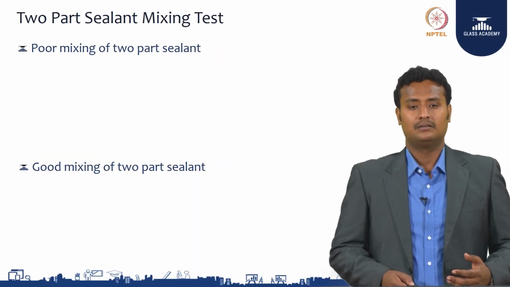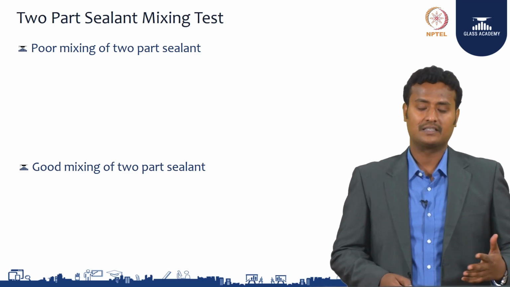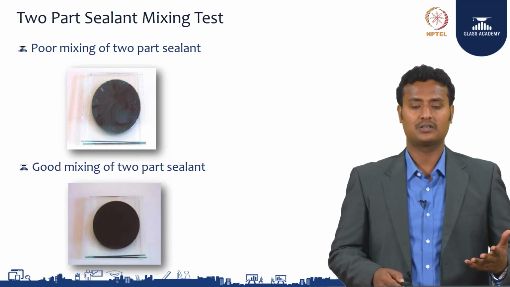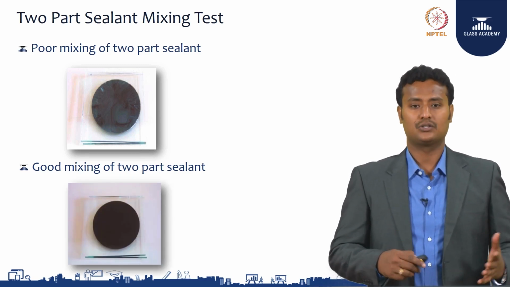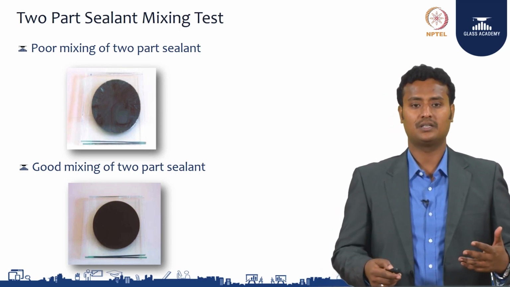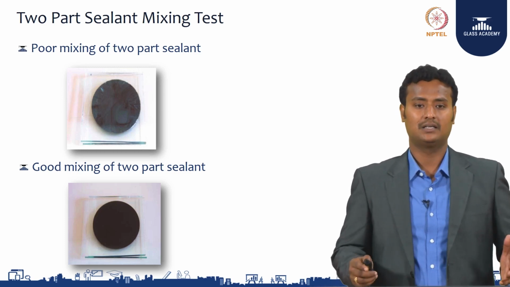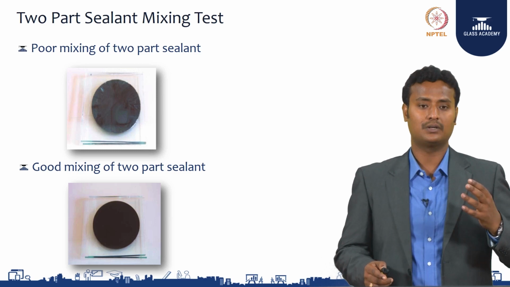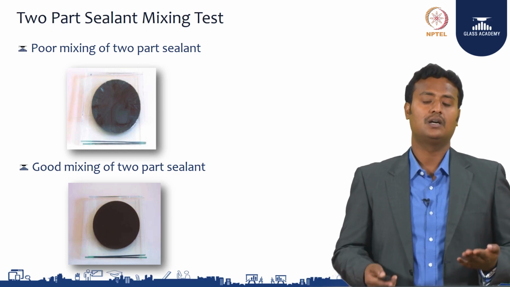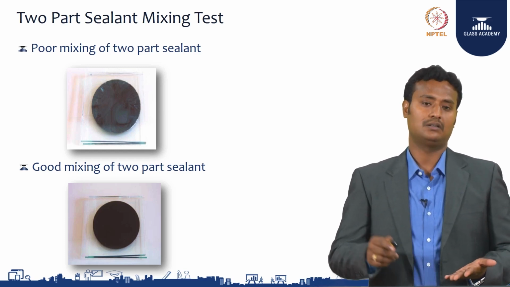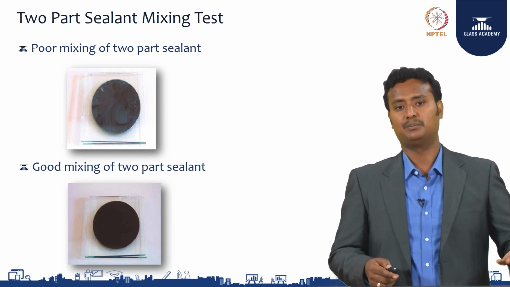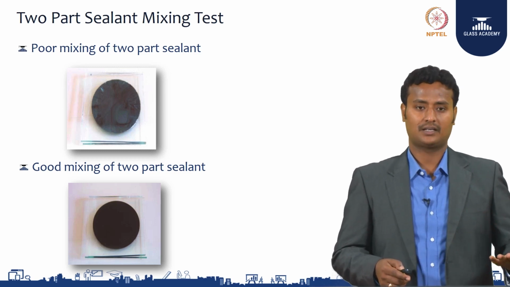Next is the two-part sealant mixing test. I will differentiate here. In the first picture, you can see poor mixing of two-part silicone; black and white, the homogeneity is not proper. In the bottom one, the good mixing of two-part silicone is completely black, with no traces anywhere. To test this, take a small piece of glass, put your secondary silicone on it, take another piece and squeeze it with your hand, and you can see the impression that comes from the glass.